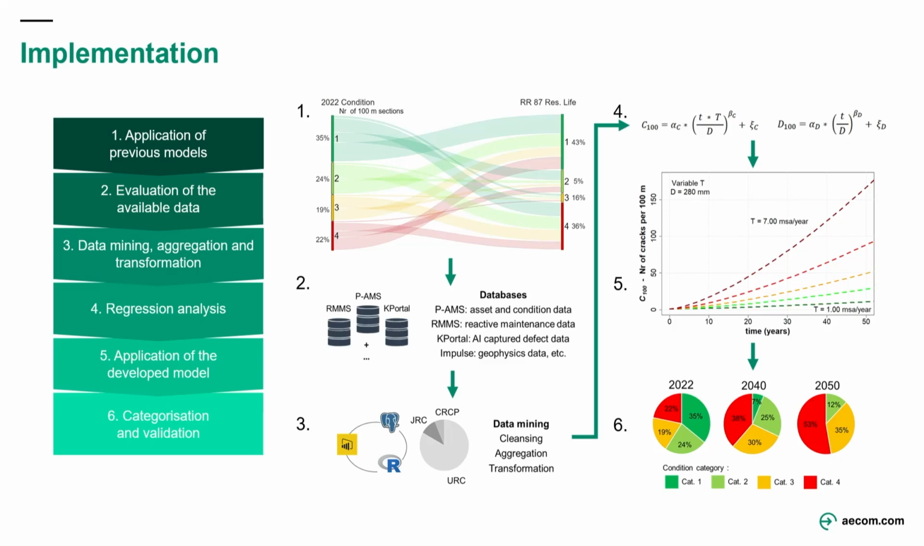Regression analysis to put together our curves. And once we have our curves, our equations, we can then use them to predict future conditions. At a basic level, we can produce a pie chart and understand what percentage of the network reacts in certain ways over time. And we can also introduce assumptions of what effect treatment has on the lifespan of the pavement.